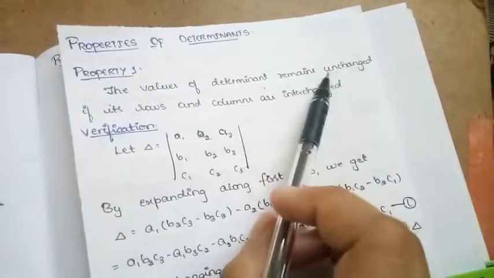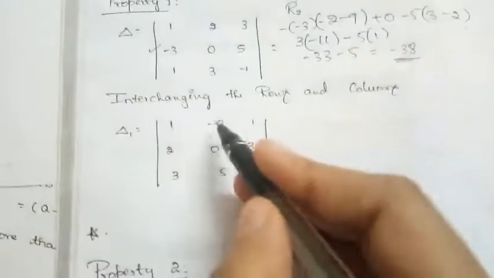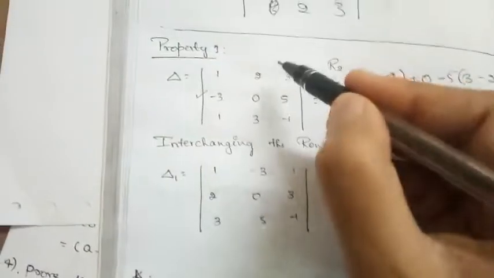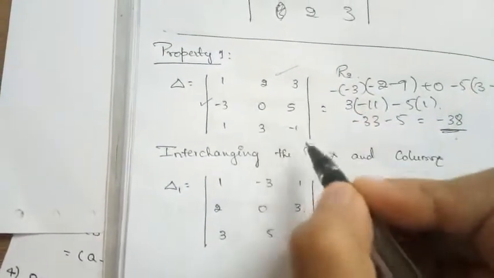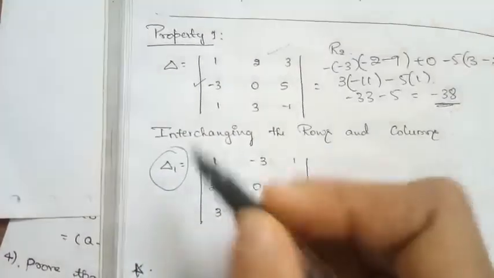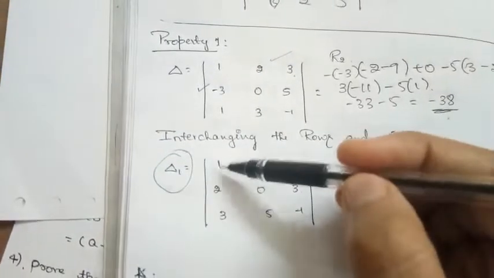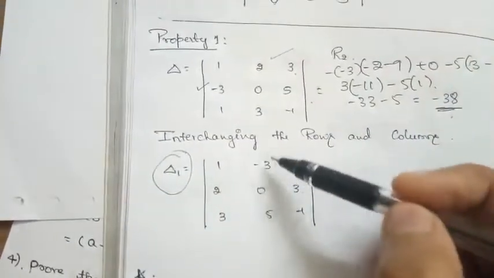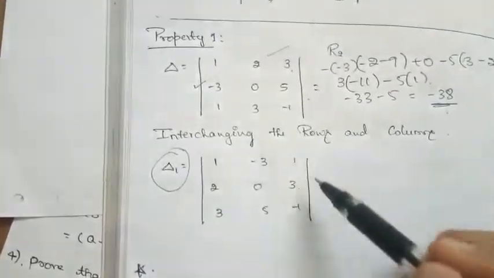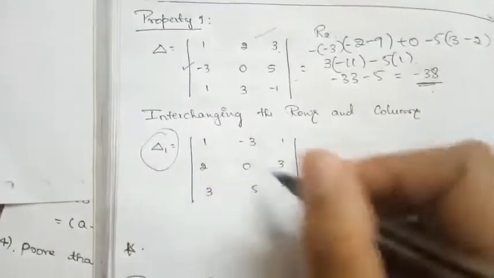Now what is it? Here they are saying by interchanging the rows and columns. So I am interchanging the rows and columns of this determinant, and I am naming the new determinant, obtained by interchanging the rows and columns, as delta 1. So how did I interchange? The first row of this determinant has changed into the first column, the second row into the second column, the third row into the third column. So now again I am going to find the value of this determinant.